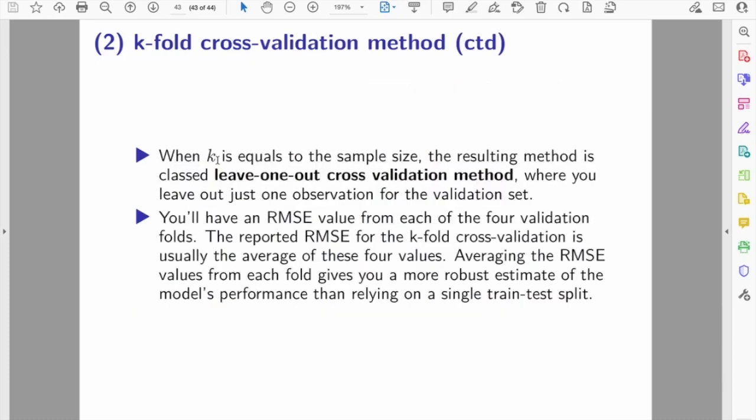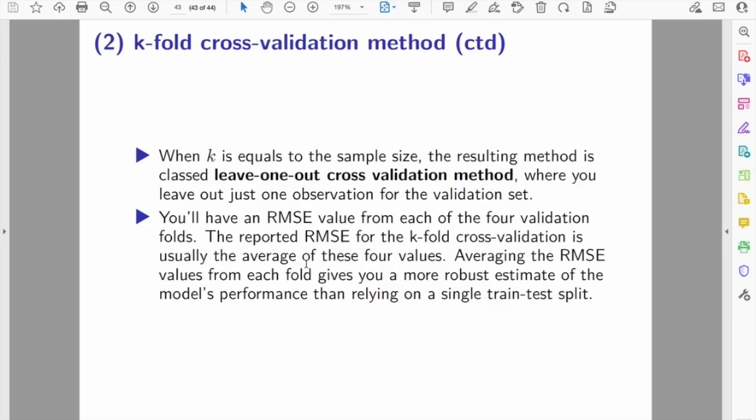If K is equal to the sample size, the resulting method is a new one. We call it the leave-one-out cross-validation method, when in fact you leave just one observation for the validation set. As I said, you will have an RMSE value from each of the 4 validation folds. I gave an example about 4 here, so that's why K is 4. The reported RMSE for the k-fold cross-validation, or the 4-fold cross-validation, is the average of these 4 values.